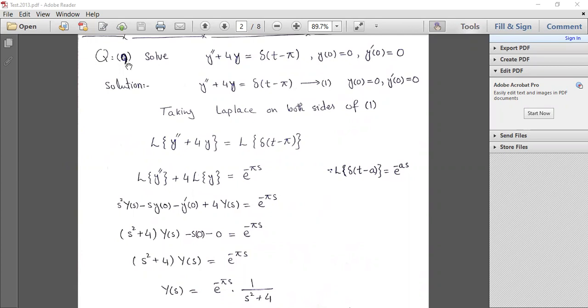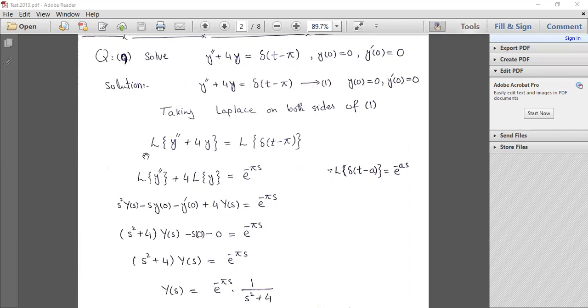Okay. So in question 9, basically the differential equation is given. We want to find the solution by Laplace transform. So now we take Laplace transform of both sides of equation 1. So taking Laplace on both sides of equation 1, we get Laplace of y double prime plus 4y equal to Laplace of delta of t minus pi.